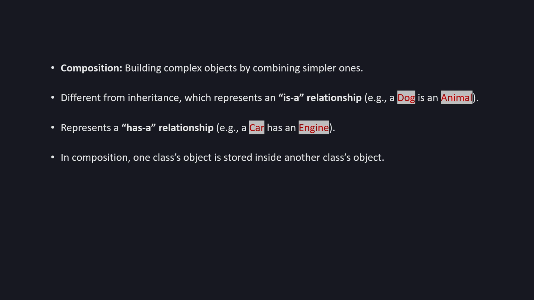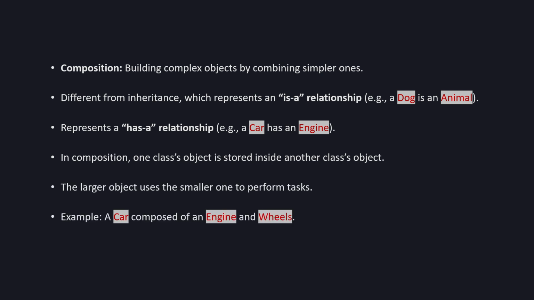With composition, you create an object from one class and store it inside an object of another class. The bigger object can then use the smaller object to get the work done. Let's build a practical example: a car that is composed of an engine and wheels.